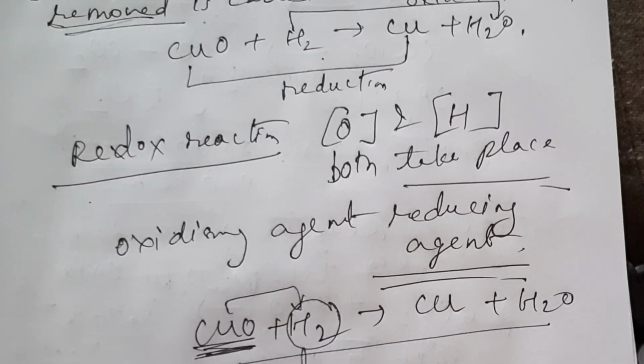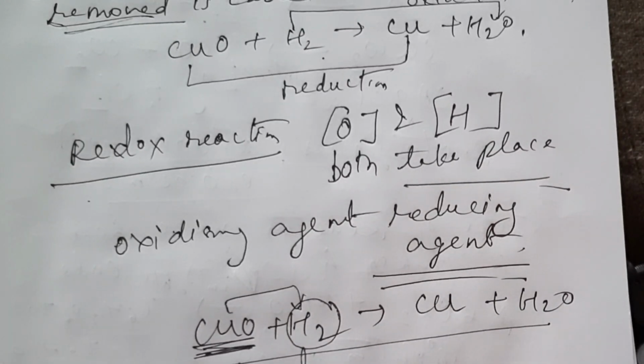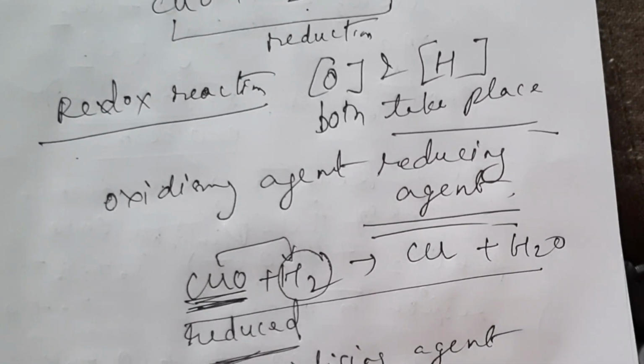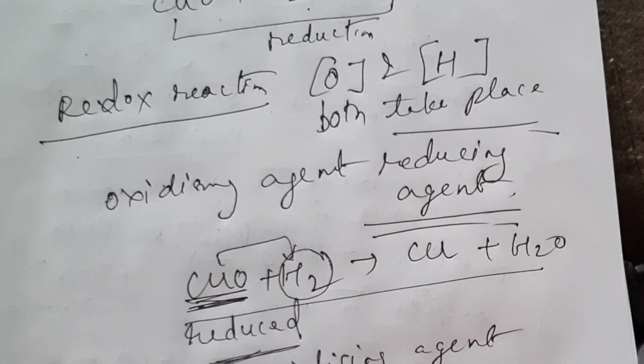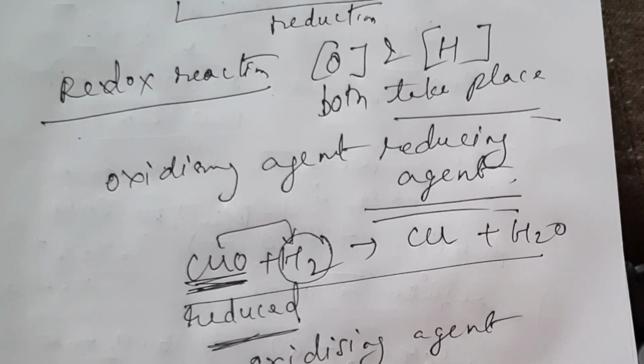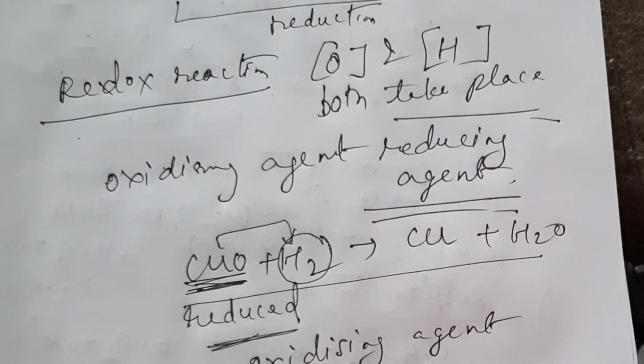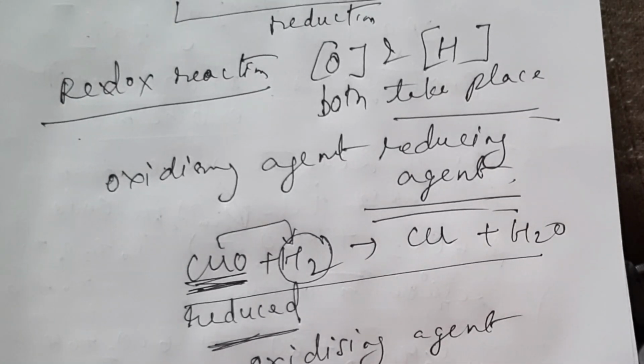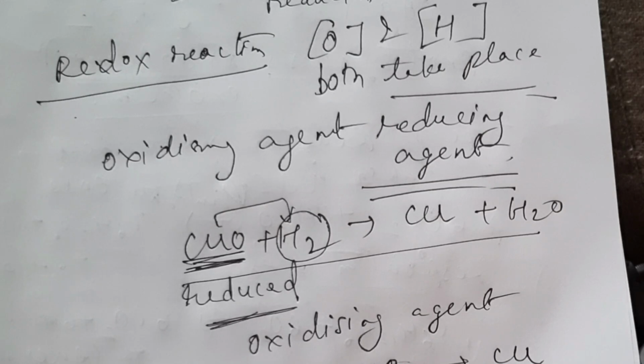copper oxide, from where oxygen is removed, that is the oxidizing agent, and which is getting added with oxygen is the reducing agent. Just opposite, where oxygen is not there is the reducing agent, and where oxygen is removed, that is the oxidizing agent. Okay, this is the oxidizing agent and this is the reducing agent. This is also a very important 1 mark question. They can ask what is an oxidizing and what is a reducing agent.